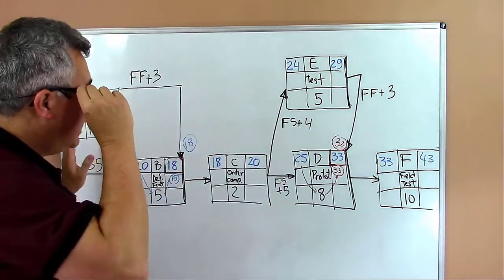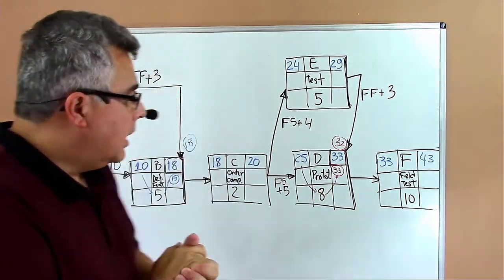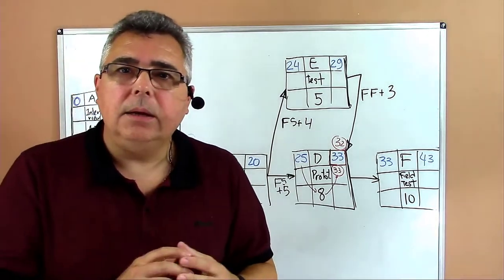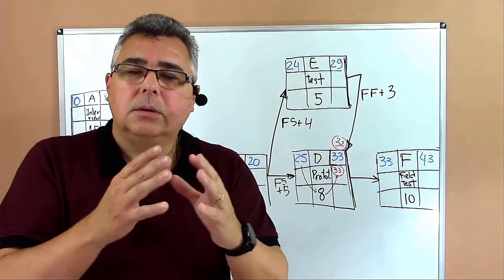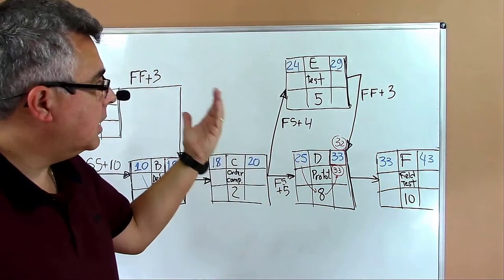Okay? So that is an example of working on an AON in which we have lags and other activity relationships than finish to start. And in this case, we have start to start, finish to finish.